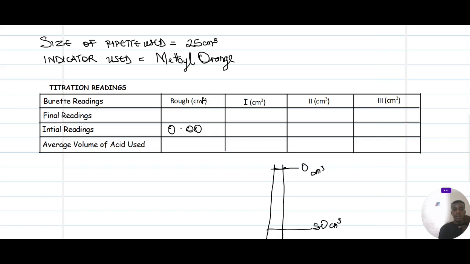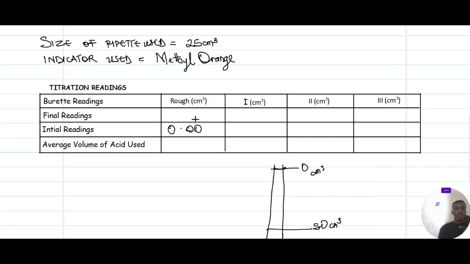You don't need to write cm cube as long as you have cm cube at the top of the column here. But take note, it must be to 2 decimal places. Don't go and write it like this. No, it is wrong. Don't do it that way. Or you write it just like this. It is wrong. Take note, it must be to 2 decimal places.